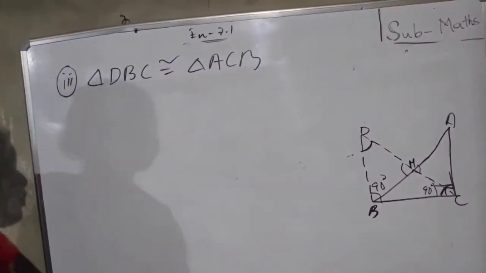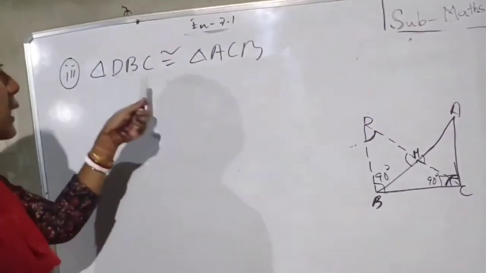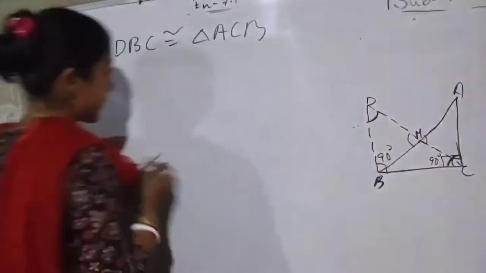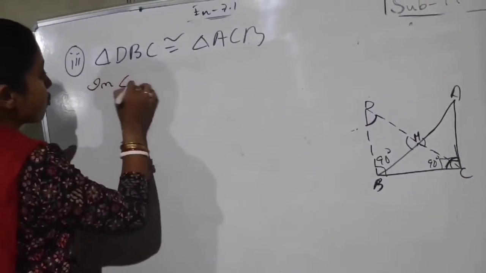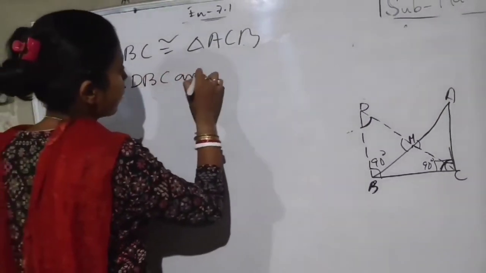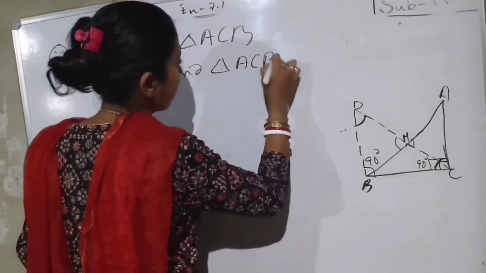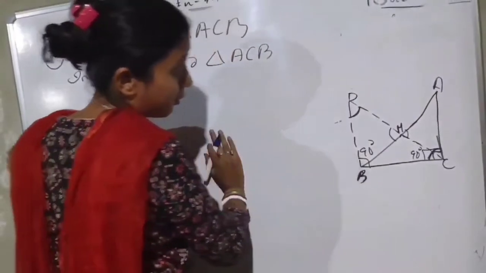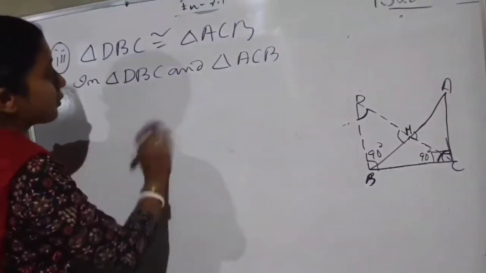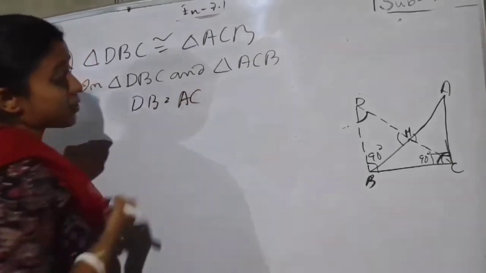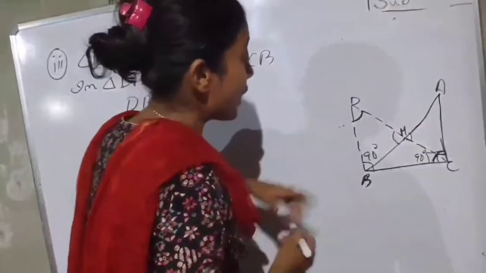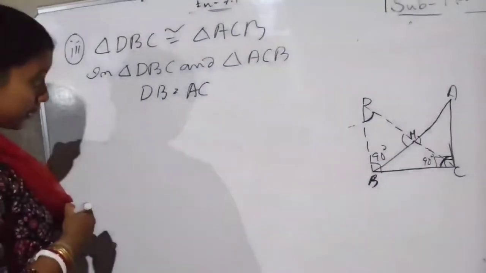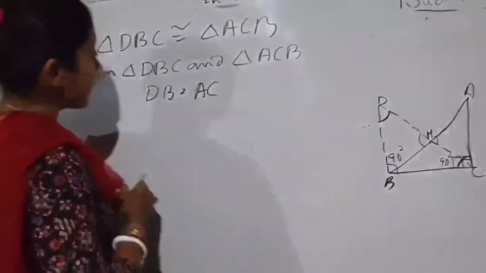So number 3, we have to show that triangle DBC is congruent to triangle ACB. So we will write in triangle DBC and triangle ACB, what we can write? We can write that DB is equal to AC. Since we have shown that DB and AC are parallel, this will also be equal. DB will be equal to AC, right?